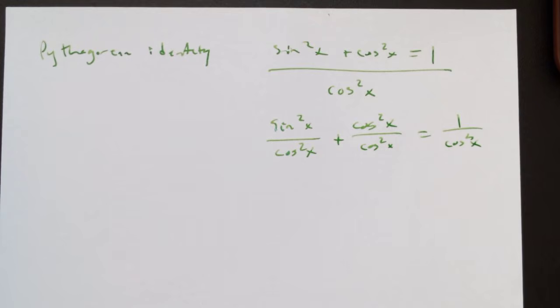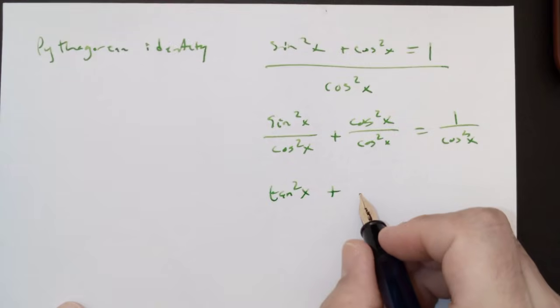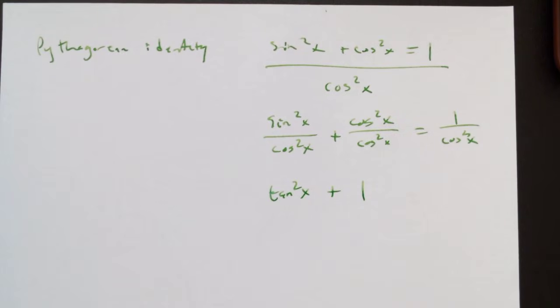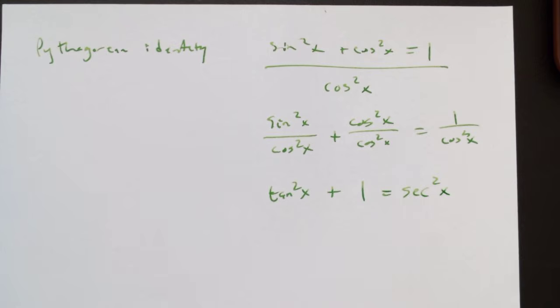Wait a minute. Sine over cosine. That's another trig function. Which one's sine over cosine? Tangent. Cosine squared over cosine squared is 1. What's 1 over cosine? Secant. So 1 over cosine squared is secant squared. There's another Pythagoras, which relates secant and tangent.